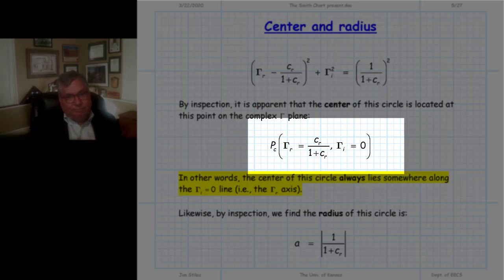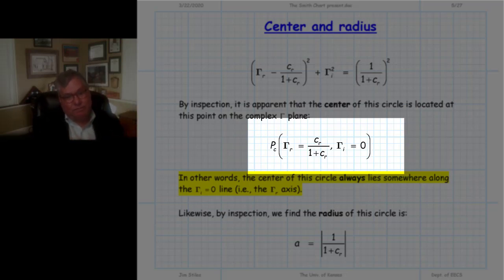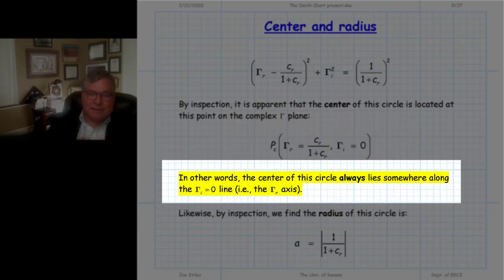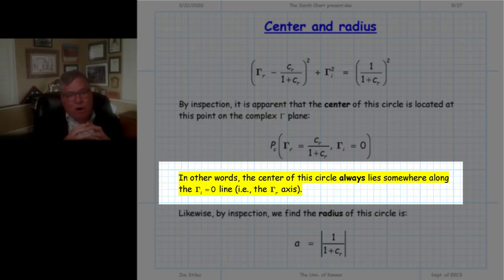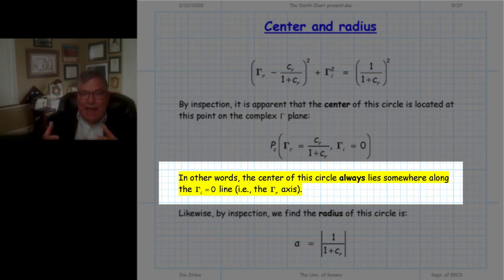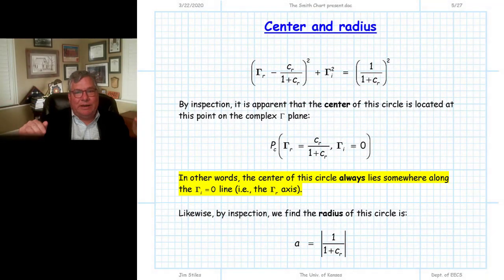Gamma I is equal to 0 for the center of any and all circles. Notice it's not dependent on CR, it's just 0. And what this means is that the center of our circle, that is formed by plotting a vertical contour onto the complex gamma plane, will always lie somewhere along the contour described as gamma I equal to 0, the contour whose imaginary part of gamma is equal to 0. Well, we know what that contour is. That is the real axis.